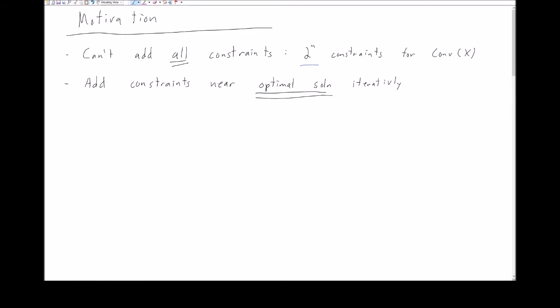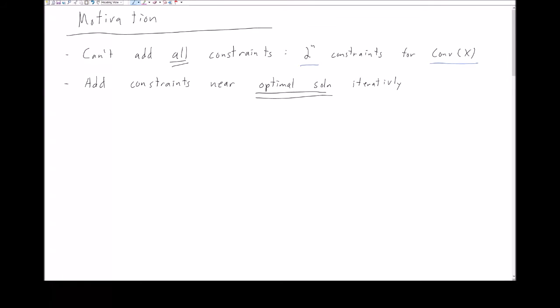In general, this was a problem whenever we looked at the convex hull of X. It can potentially contain a lot of constraints. We don't want to add all of the constraints, though. What if we were able to add just the constraints near the optimal solution? This is a good idea because what we'd like is just to get a good relaxation near the optimal solution. We don't care about any of the other feasible points. If we can somehow add constraints near the optimal solution iteratively, we would have an algorithm that would do good things for us.